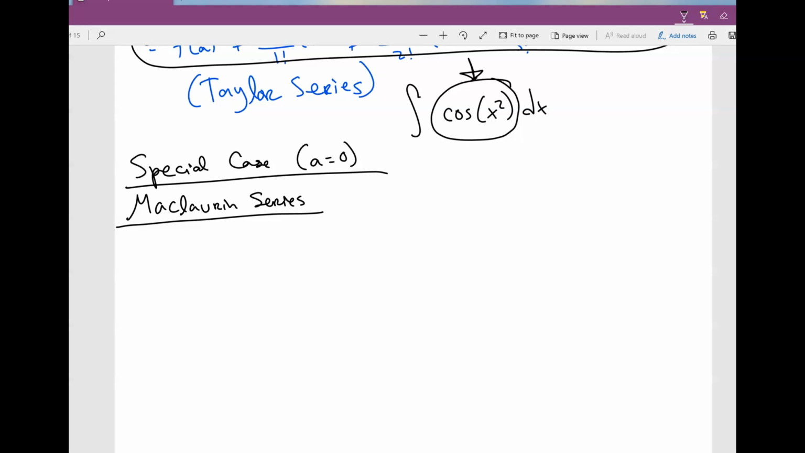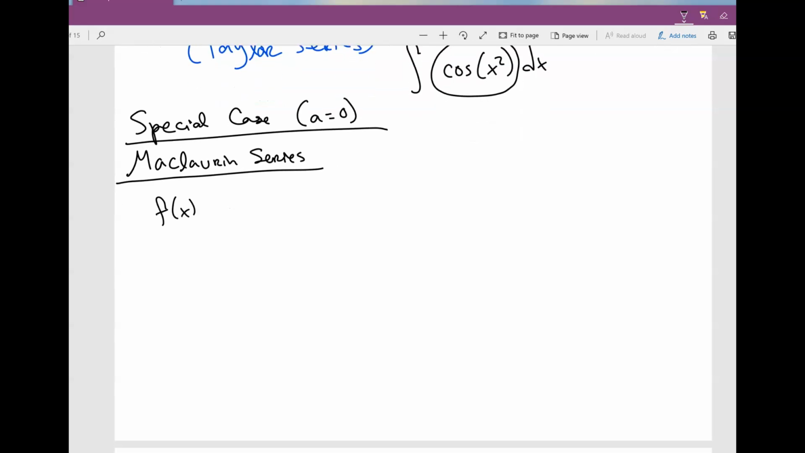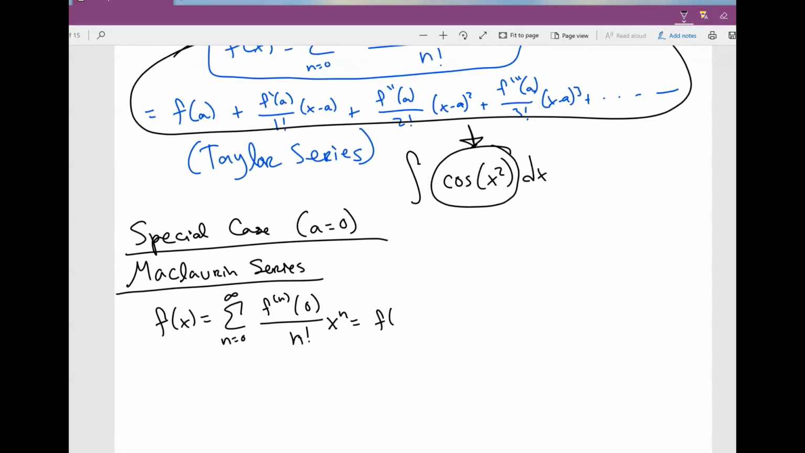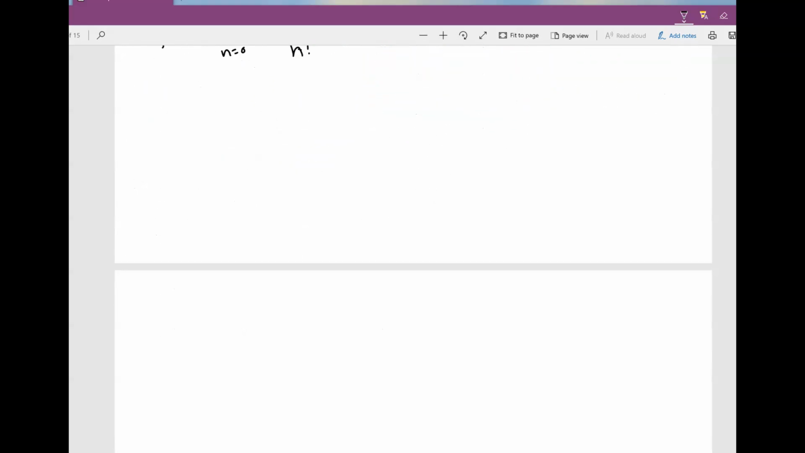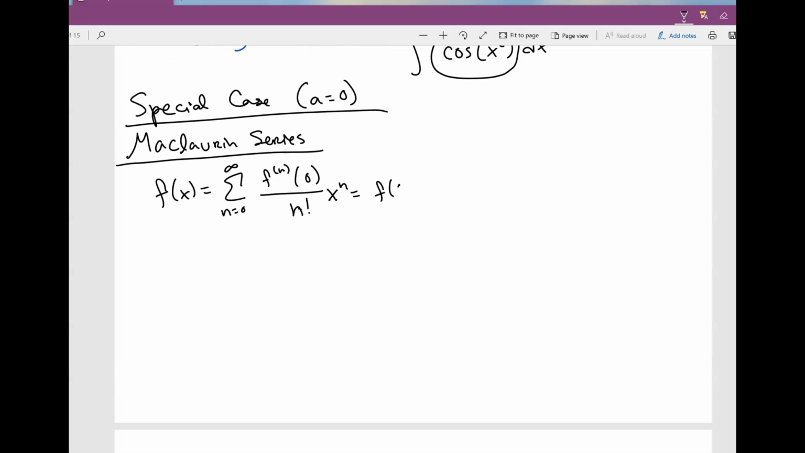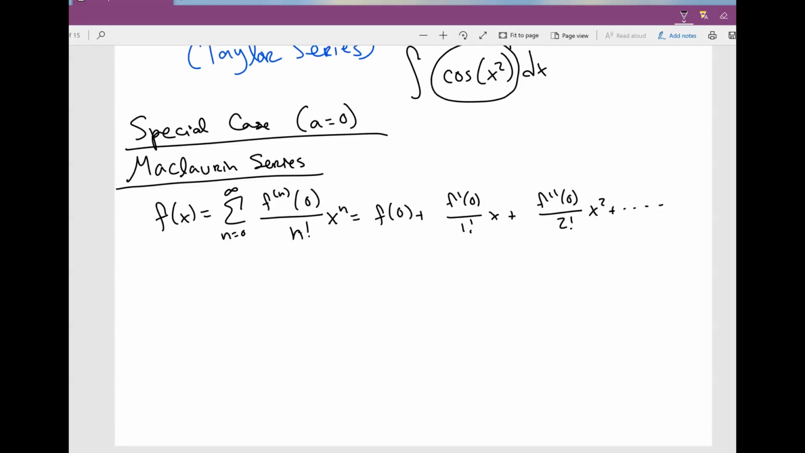What the Maclaurin series says is that f of x is equal to the sum from n goes from 0 to infinity of the nth derivative evaluated at 0 over n factorial x to the n. So basically, instead of having an a in here, you're just going to plug in a 0. So you're going to have f of 0 plus f prime of 0 over 1 factorial x plus f double prime of 0 over 2 factorial x squared, and so on and so forth. So in the next video, we're going to do some examples of Taylor and Maclaurin series.